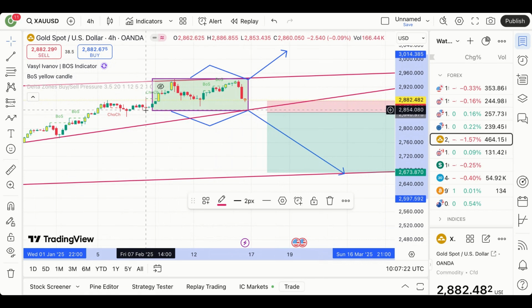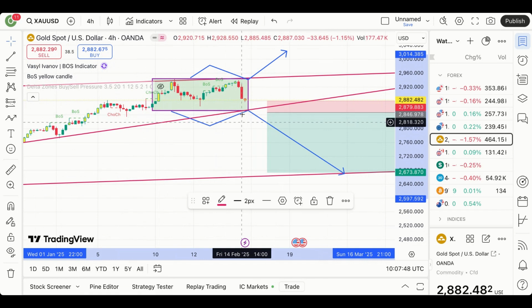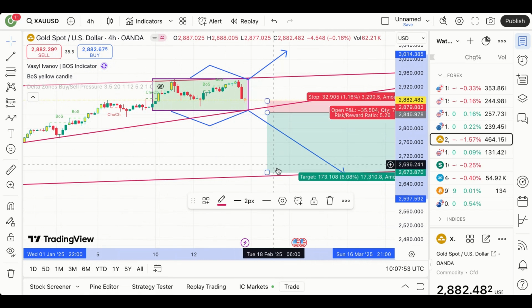So by the way, I'll be teaching you about support and resistance. Support and resistance is the same thing as supply and demand. So I'll produce a video for that separately. So you just watch out. Once it breaks this end, just look for a retest and look for your buy signal. Once you get your buy signal, then you trade down to this trend line.